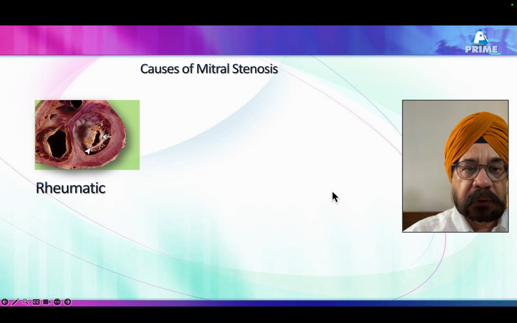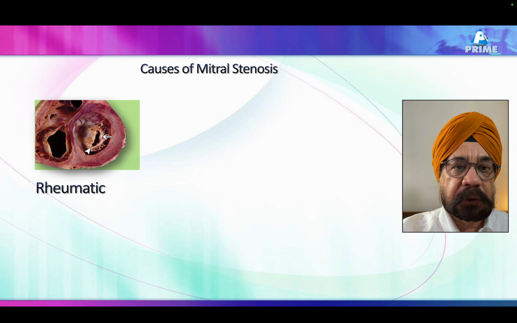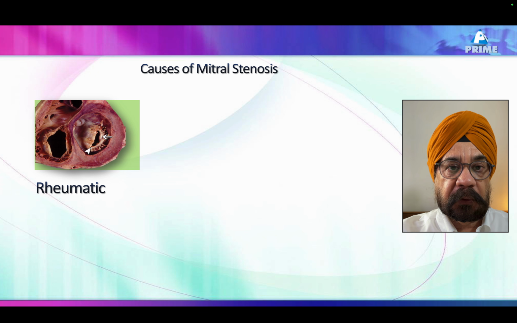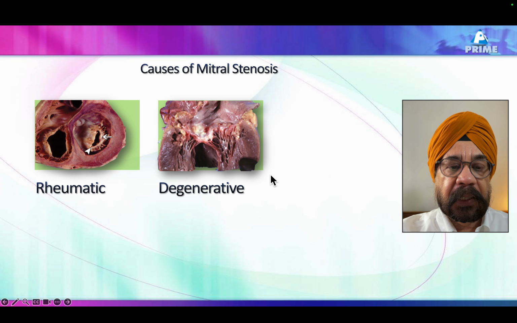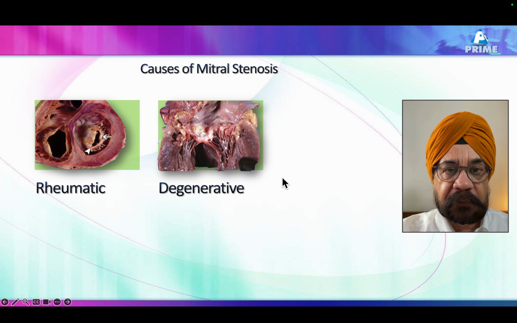And what are the causes of mitral stenosis? The most common in our part of the world is rheumatic, because it's still prevalent. Then in the elderly population, we have a degenerative mitral valve, which happens because of the mitral annular calcification and the calcification extending into the mitral valve and into the chordae.